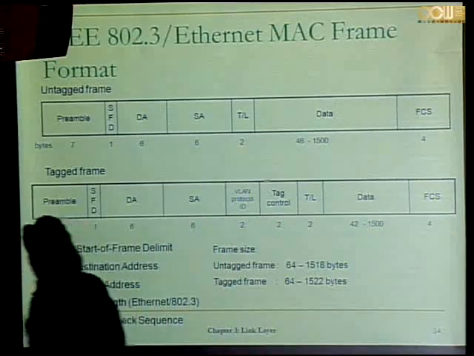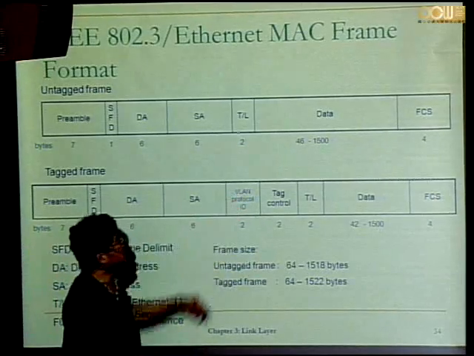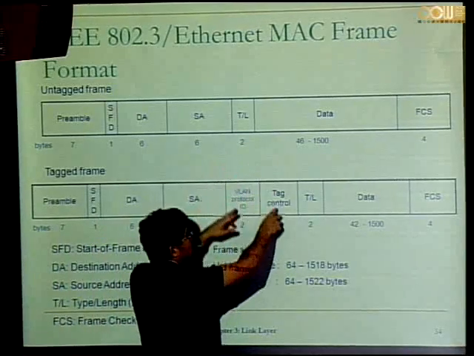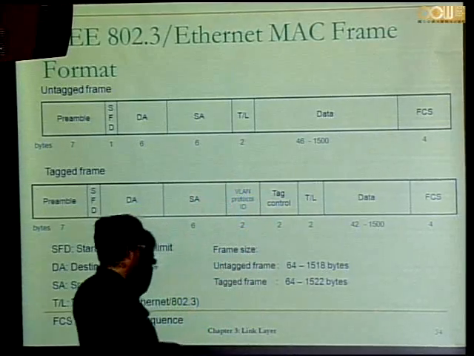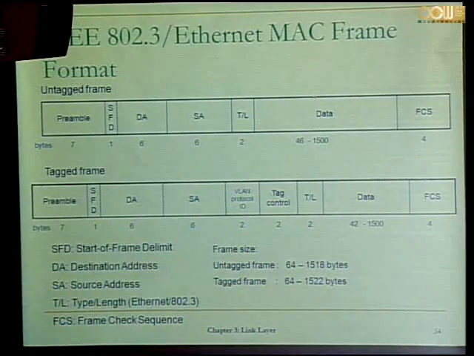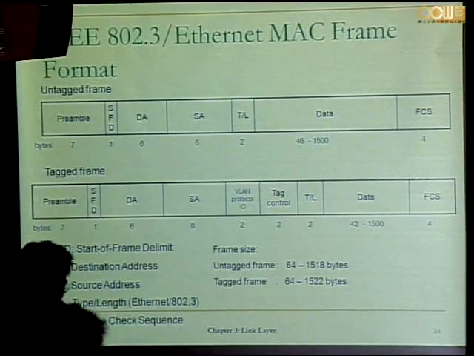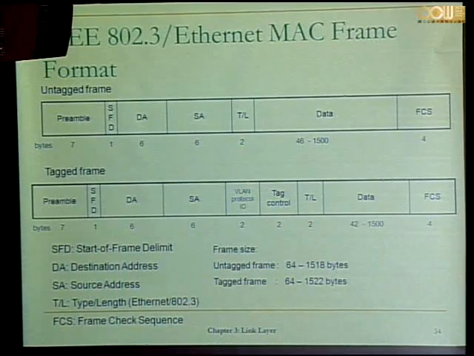Okay, and there's another frame format, which is a tagged frame, that we will explain later in VLAN, virtual LAN. There will be two extra fields compared to this format: a VLAN protocol ID and then tag control. We will explain that later. When you try to partition the network into virtual LANs, then you would use this format.